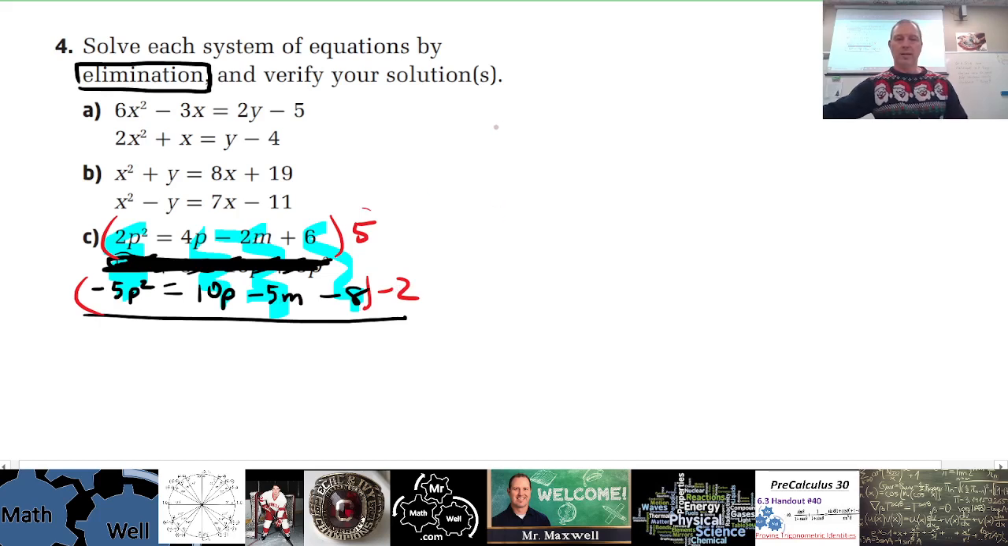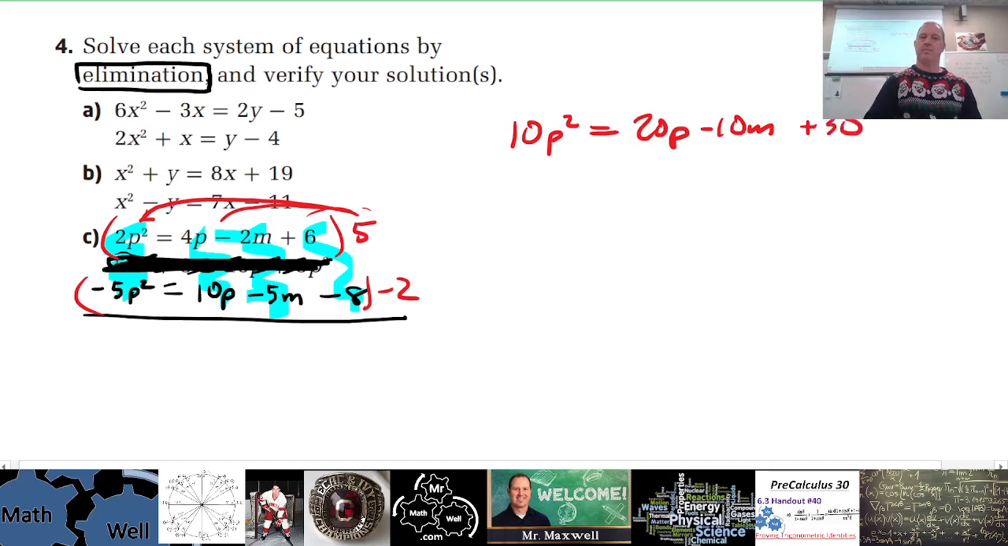So let's write that up over here. 5 times 2p squared is 10p squared. So I'm distributing this right here. That's going to be equals 5 times this is going to be 20p minus 10m. And then one more is plus 30. Okay.